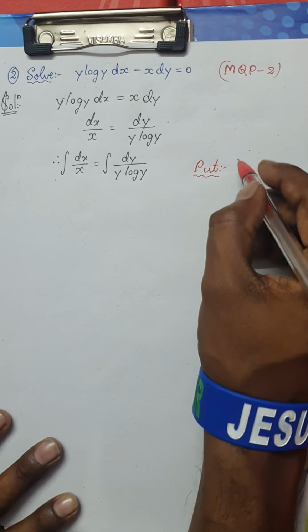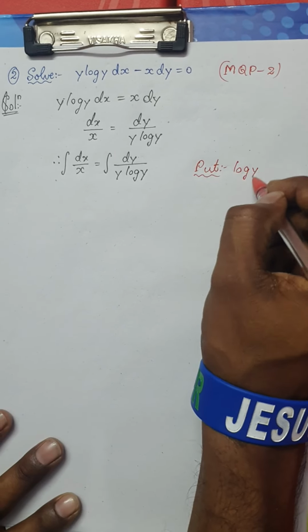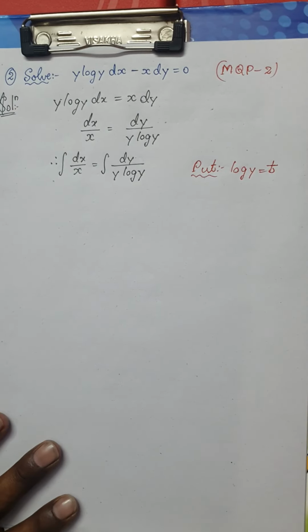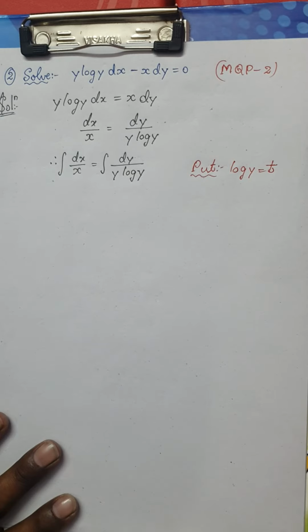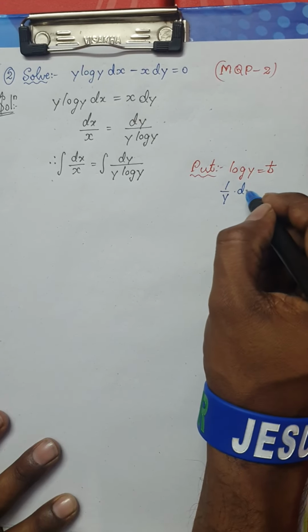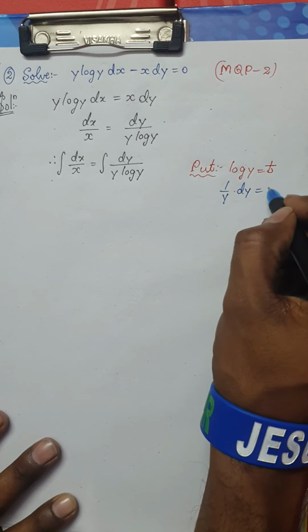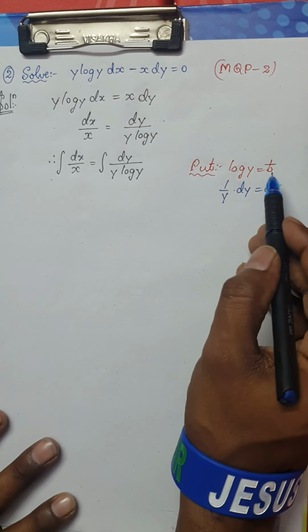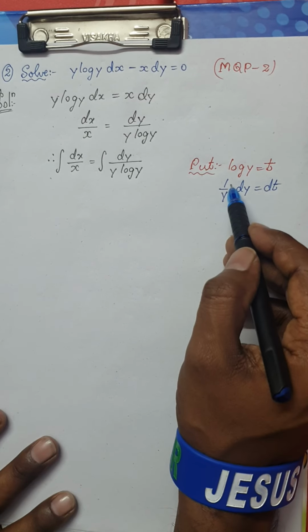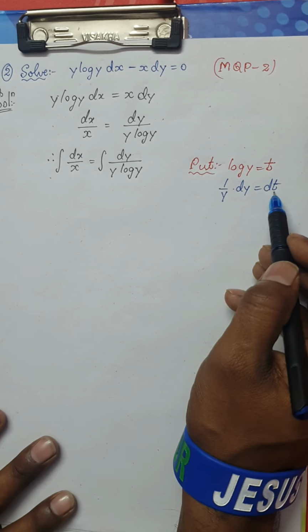The substitution is, I'm going to put log y as t. So if I put log y as t, what am I going to get? What is the derivative of log y? It is 1 by y into dy, because this is dt. If you differentiate with respect to y, dt by dy would be 1 by y, therefore 1 by y dy would be dt.